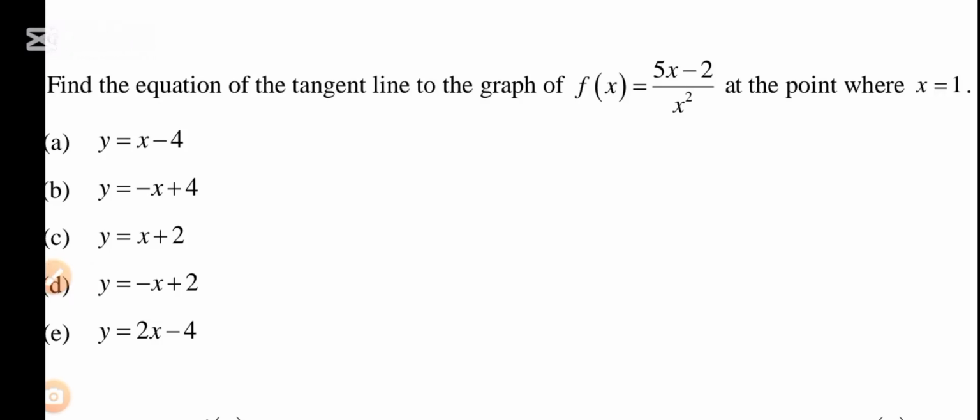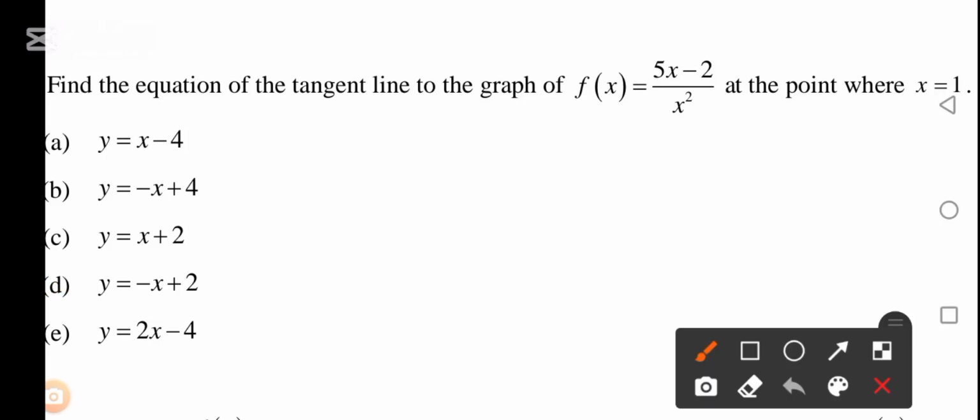This is the question before us, and it requires us to find the equation of the tangent line to the graph of f of x equals 5x minus 2 over x squared at the point where x equals 1. So to find the equation of the tangent line, what we do is take the first derivative, meaning that we're going to find f prime of x. That is, we're going to differentiate this function, and the function is 5x minus 2 over x squared.